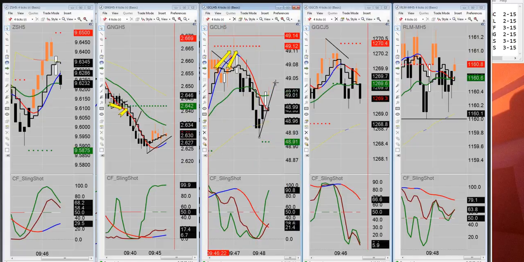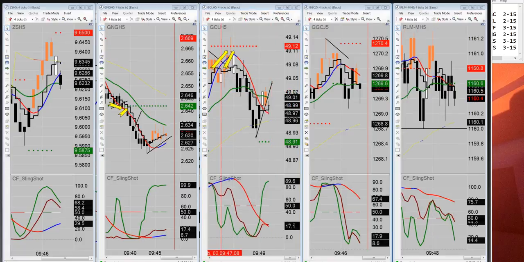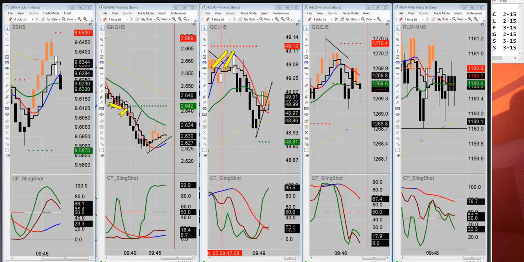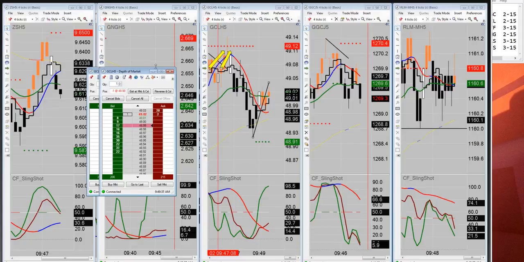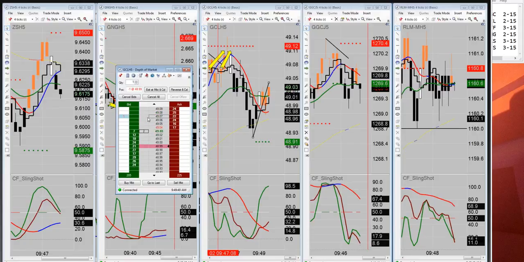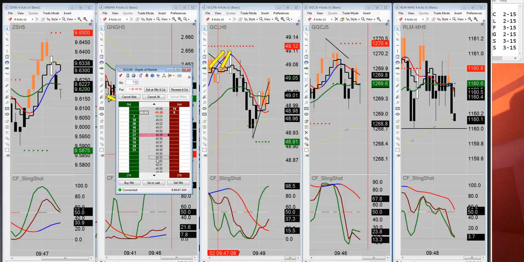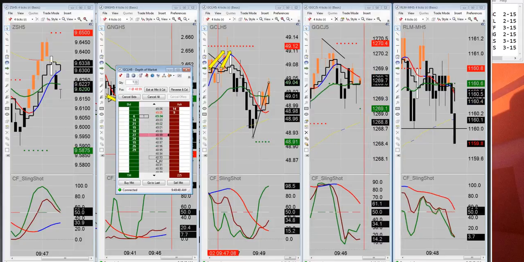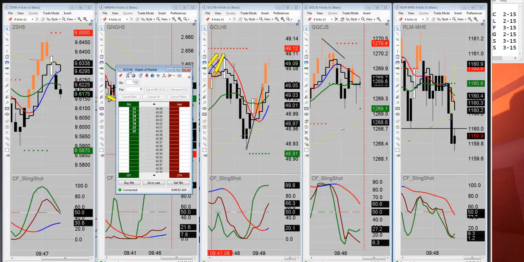On the crude, we need a down close of this bar right there on crude, 48.99. There's my DOM. I'm in at 48.99. My stop is 8 ticks away. Okay, we're looking for the green line to turn down to get down into the cycle, or for it to stop us out like it just did.